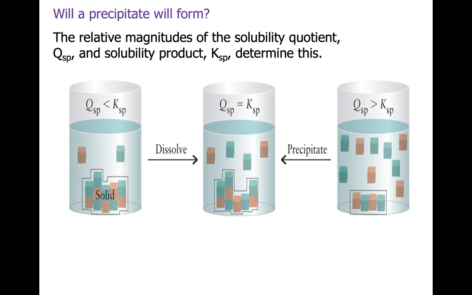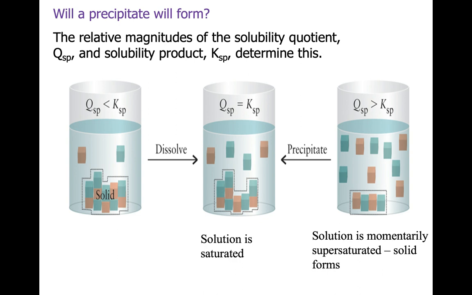So I want to come back to this question of will or will not a solid form? So we want to think about K versus Q. So this kind of helps us think about remembering equilibrium, right? So Q is just a special form of K. So when the solution is saturated and we are at equilibrium, the value of the quotient Q is equal to the value of the equilibrium constant K.